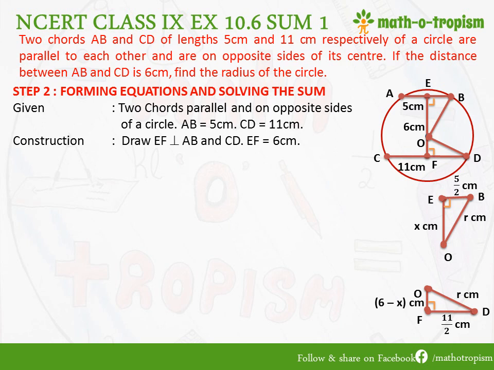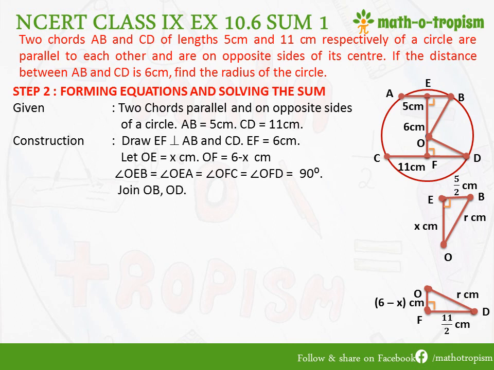As a result, OE is equal to x centimeters and OF is equal to 6 minus x centimeters, and all the angles OEB, OEA, OFD, and OFC will be 90 degrees. We need to find the radius OD, which is equal to OB, which is equal to r centimeters.